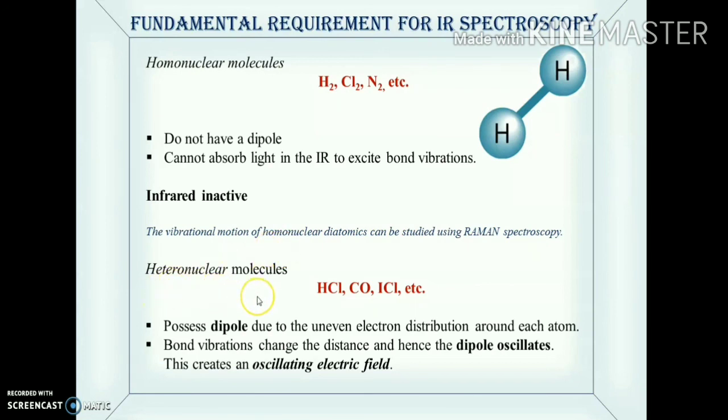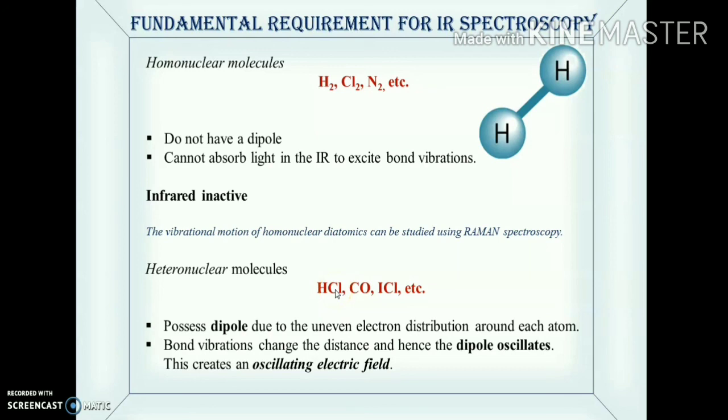The second type of molecule is the heteronuclear molecule. Now, as the name suggests, hetero means dissimilar. So such molecules are made up of dissimilar atoms. For example, H and Cl, hydrogen and chlorine. Okay, CO, carbon and oxygen, iodine and chlorine bonded together by means of chemical bonds. All these molecules and such similar molecules are made up of dissimilar atoms.